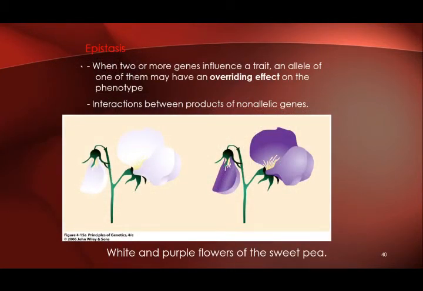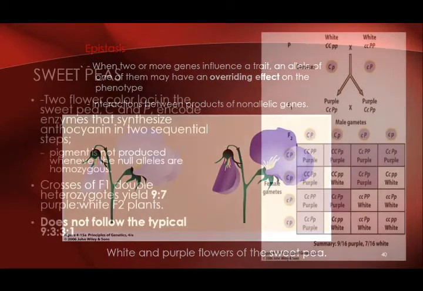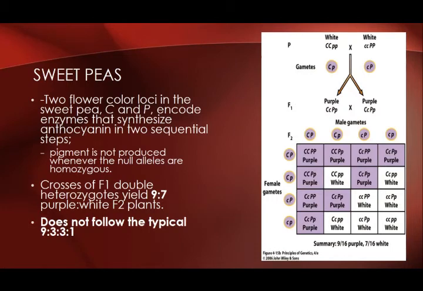So when two or more genes influence a trait, an allele of one of them may have an overriding effect on the phenotype. If you look at this picture, you have white and purple flowers on sweet pea. So this is the interaction between products of non-allelic genes. Okay, so sweet peas. Two flower color loci in the sweet pea, C and P, encode enzymes that synthesize anthocyanin in two sequential steps. That means you have step 1, step 2. If step 1 and step 2 are not fulfilled, the color purple will not be created. If either gene is homozygous recessive, the pigment will not be produced.